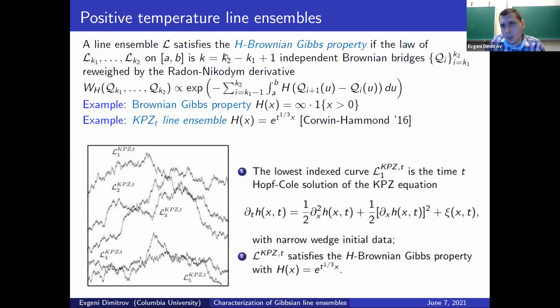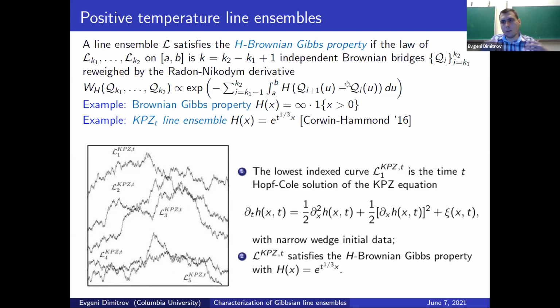So we say that the line ensemble satisfies this property if the law of any k consecutively labeled curves in your ensemble is basically the law of k independent bridges, except that their distribution has been reweighed by the following Radon-Nikodym derivative. Now this expression looks like a complicated function, but it's not. It's exponential of minus the sum of integrals of H of differences of certain expressions. So let's try to digest what it means.